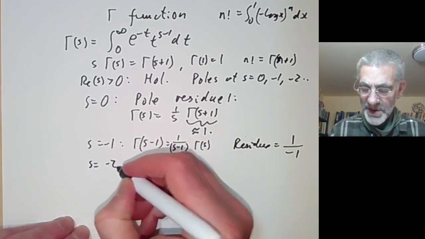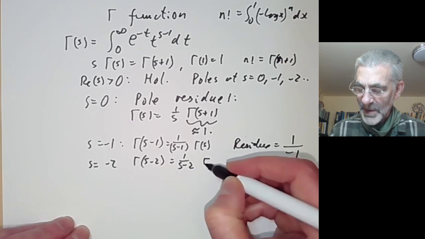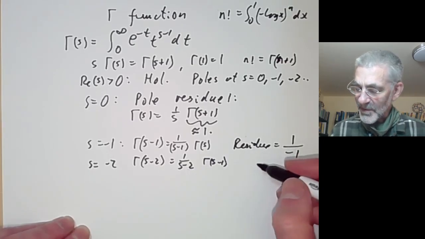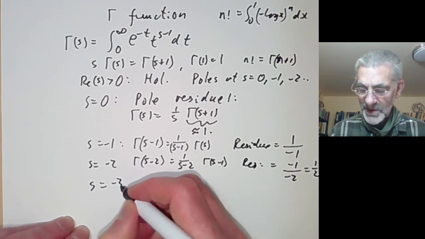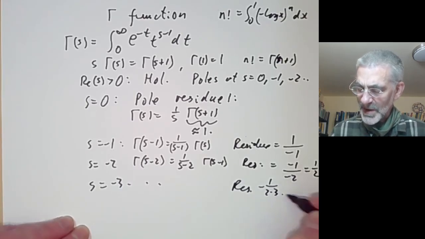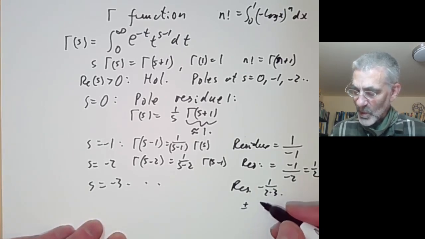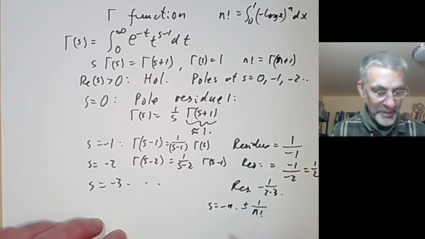At s equals minus 2, it's similar. Gamma(s) is equal to 1 over (s+2) times gamma(s+1). So the residue gets divided by another factor of minus 2. So the residue is equal to minus 1 coming from there divided by minus 2, which is a half. And for s equals minus 3, it's similar. The residue is minus 1 over 2 times 3. And in general, the residue will be plus or minus 1 over n factorial at s equals minus n.